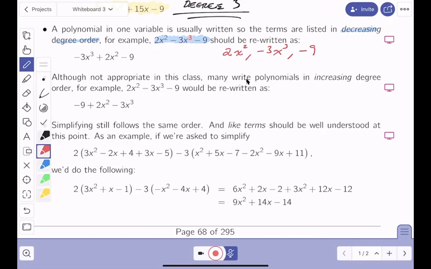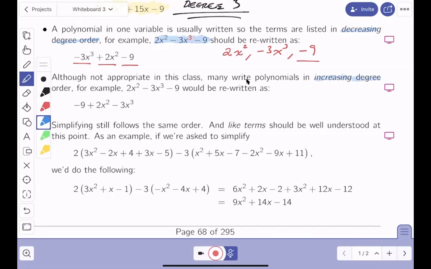They write them in descending order. So the first term they'd write down is minus 3x cubed, then plus 2x squared, and then plus minus 9, or simply just minus 9. It's in descending order. However, when you study math further, they're also going to write these in what's known as increasing degree. That is, they start from a small one and move their way up. Let me outline that for you. And they say increasing degree.